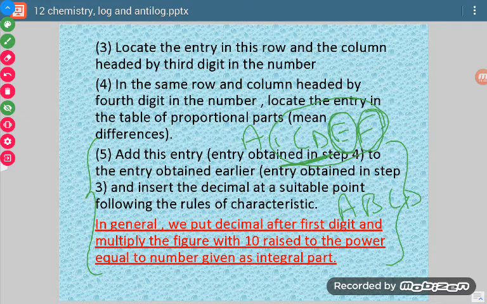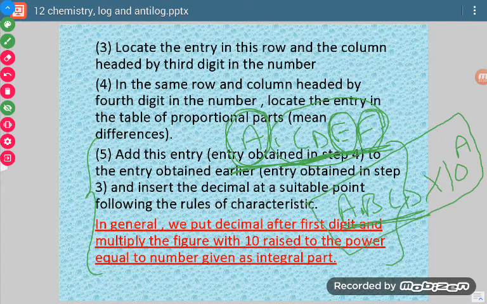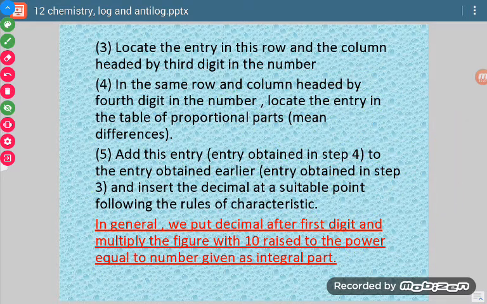Now here comes the role of our characteristic. Now see, this was given to us: point C, D, E, F. So what two things do we have to do? We have to put 10 raised to power a, whatever is written here as the characteristic for the given number, as the power, and in the 4 digits which we obtained, we will put the decimal after the first digit: a dot bcd into 10 raised to power a. This will be the anti-log of this number. Okay, so this is what we have done here.